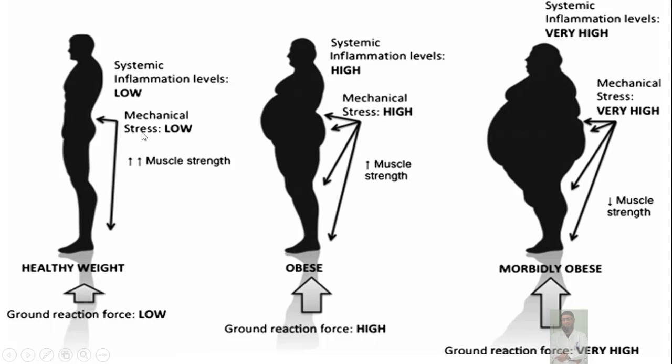Even in healthy weight people, they have a low systemic inflammation level. When your body weight is increased and you are obese, your systemic inflammation level is high, there is mechanical stress on your spine, and your muscle strength becomes weak. When you are morbidly obese, your systemic inflammation level will be very high, and there is huge mechanical stress on your spine and your legs, and obviously your muscle strength will decrease so much.